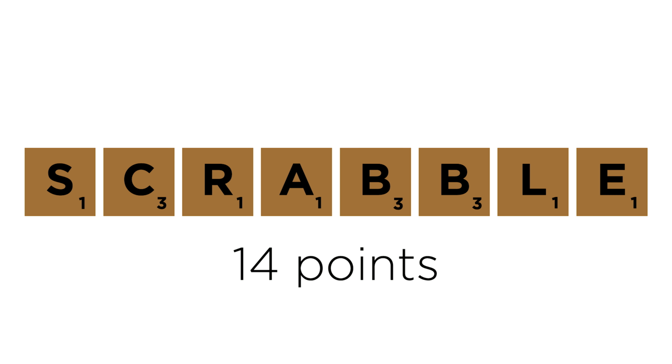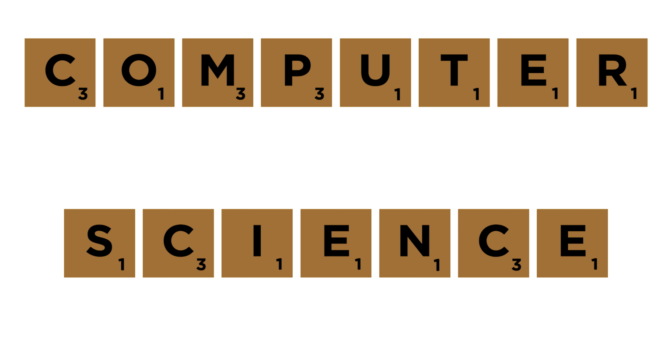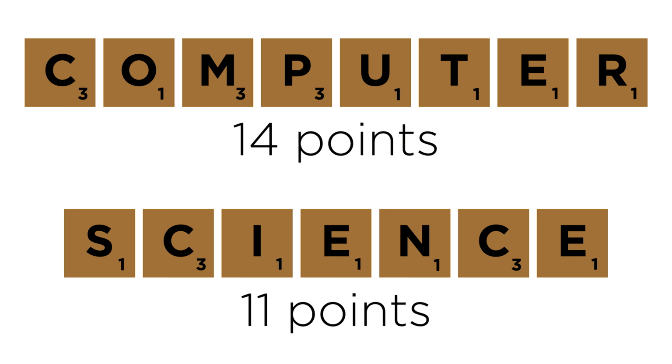And once we have that ability, we can then compare two words to figure out between those two words which word is worth more. If I were to compare the word computer against the word science, for example, I would find that computer is worth 14 points in a game of Scrabble, and science is worth 11 points in a game of Scrabble. So between those two words, computer would win.